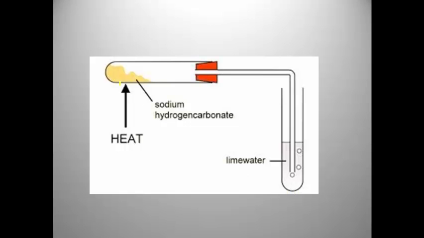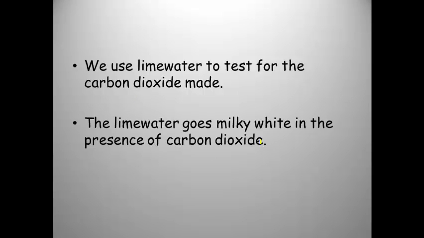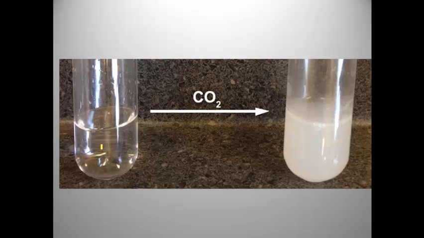So there you've got the baking powder, or sodium hydrogen carbonate, and the lime water test for the CO2 that's going to be given off. And you can see that there, there, and there. So we use lime water to test for it. It goes milky white, like I've just told you. When CO2 is added to this lime water, that's the cloudy white that it goes.